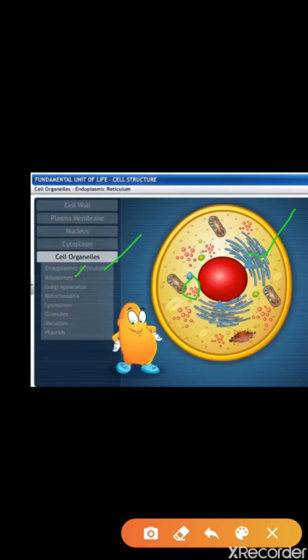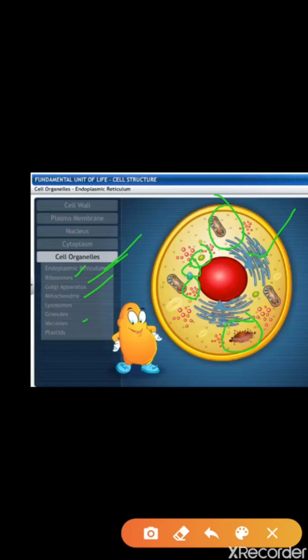Now Golgi apparatus. We have Golgi apparatus, mitochondria, lysosome. This one is the lysosome. So granules are there, vacuoles are there. This is the animal cell, so we do not have the vacuoles over here. Plastid is there. So these all are the cell organelles. That means the functional parts of the cell are just embedded in the cytoplasm. So that's it for the cytoplasm.